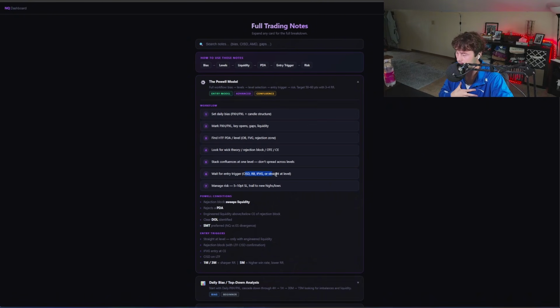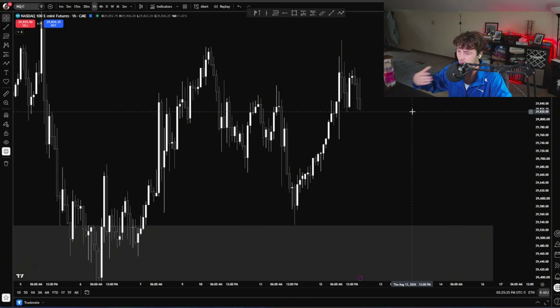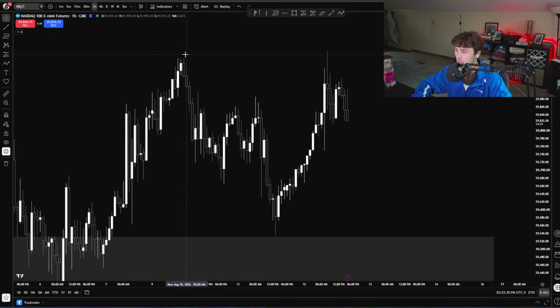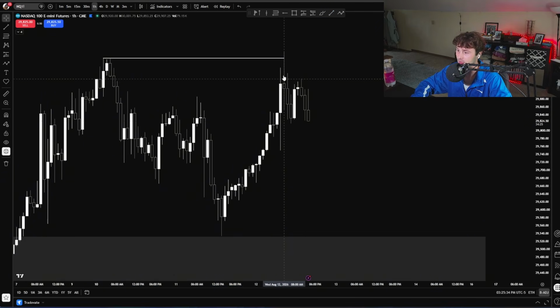But what you can also do is a CISD. Now, what is a CISD? I would recommend going to watch videos on that, but essentially, you see this high gets taken, boom. So the last group of candles, which would be right here, that would be the CISD. So you can see bullish candles on this move up. If we close below here, we would have a CISD, okay?